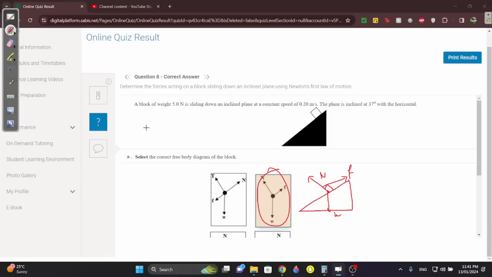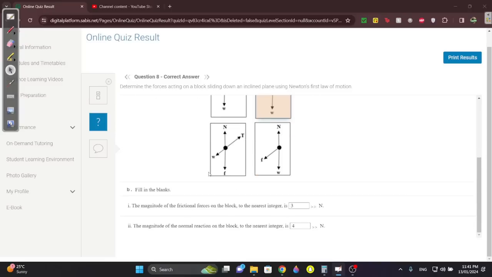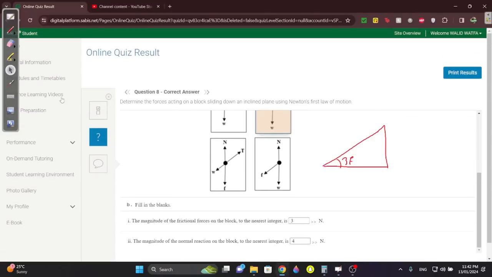For this one, part A, I think it's pretty easy, but it's part B that most of you found tricky. The magnitude of the friction force is something newtons. The magnitude of the normal reaction is something newtons. Here is the graph they gave us. It's 37 degrees, they said, with the horizontal. If you look here, 37 degrees with the horizontal. Let me make this 37 more clear. We know that the box is over here. The force is 5 newtons. So they want the frictional force, and they want the normal reaction.